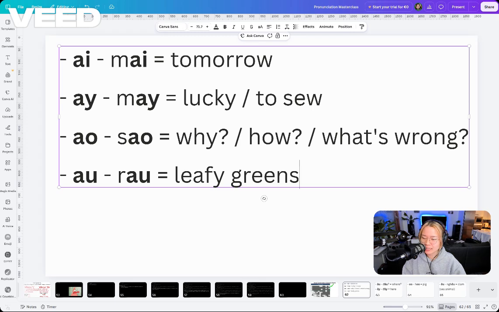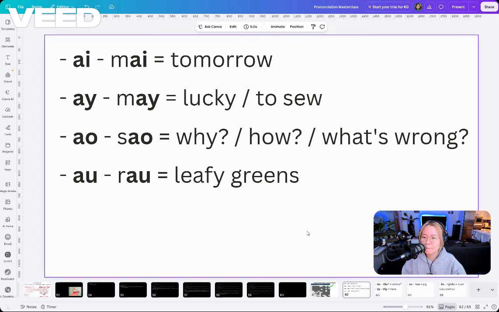Now let's do a little exercise. I will say the Vietnamese word and you think the English meaning in your head. And then we will check with each other. May. That means lucky or to sue. May. That the same word again, lucky or to sue. My. Tomorrow. Rau or gao. Leafy greens.